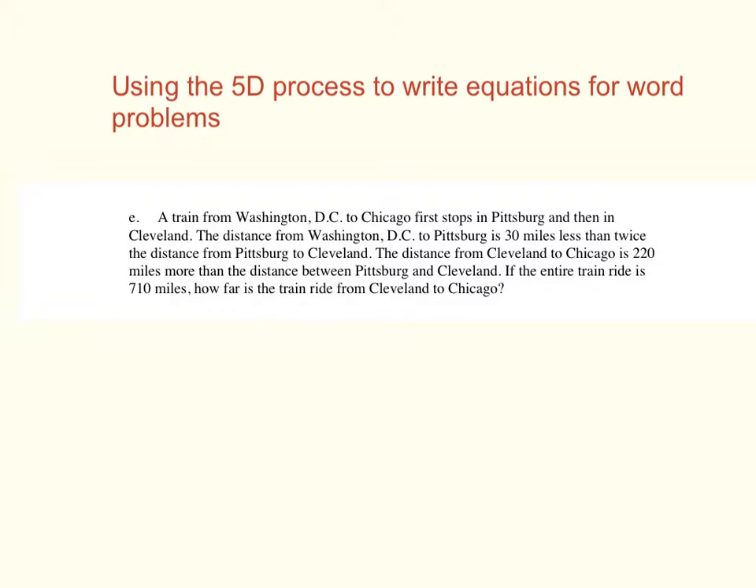We're going to use 5D problems to help us learn to write equations for word problems. So we're going to use this word problem. A train from Washington, D.C. to Chicago first stops in Pittsburgh and then in Cleveland.